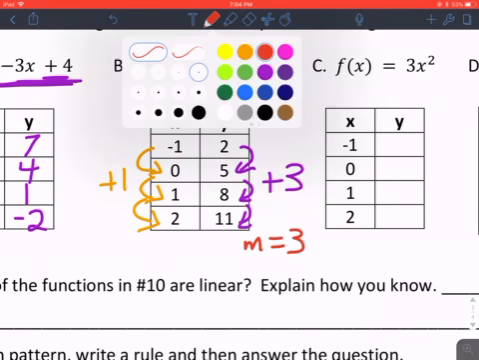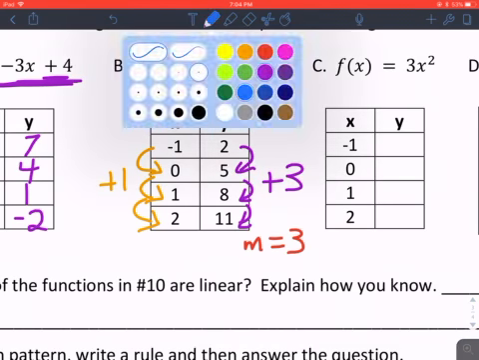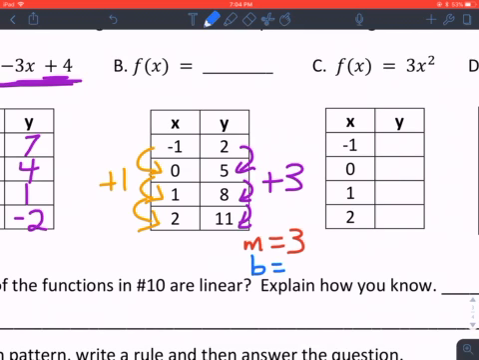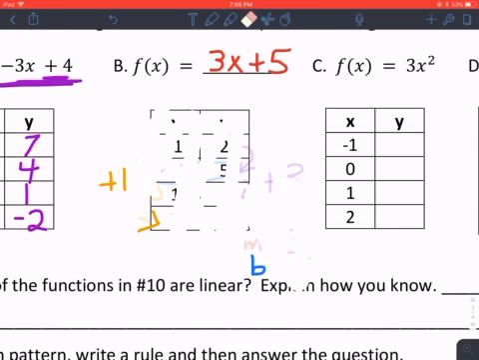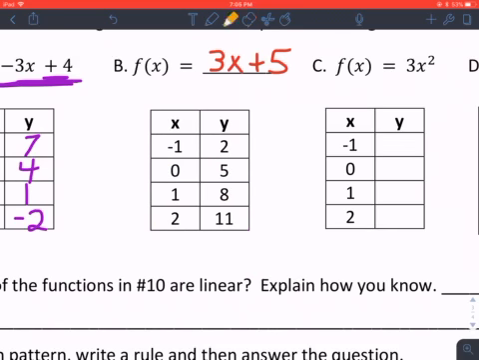Okay, now I need to figure out what my y-intercept is. So I see when x is 0, y equals 5, therefore my y-intercept is 5. So if I write my function, I have f of x equals 3x plus 5. If I want to make sure this is the correct rule, all I have to do is check these points right here and see, when I substitute 1 in, do I get 8? Well, yeah, because 3 times 1 plus 5 is 8. And that's a quick way to check.